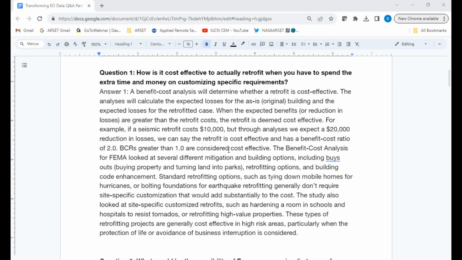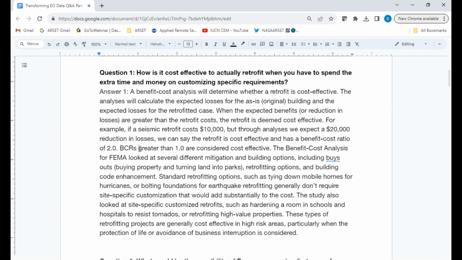Sure. So how do we know if it's cost effective? Basically, you'll do a benefit cost analysis just to see if this retrofit is cost effective. What we do is run through the analysis and calculate the expected losses for the as-is building, meaning the non-retrofitted building. This is expected losses in regards to loss of life, injury, things like that. And then we'll do the same analysis for the building that is retrofitted. And when it is cost effective, your BCR, your benefit cost ratio, will be essentially above 1.